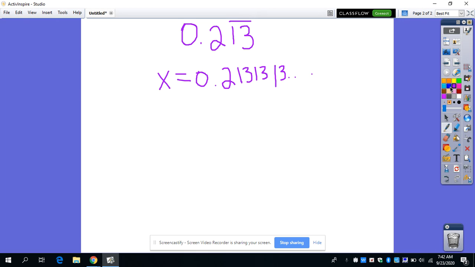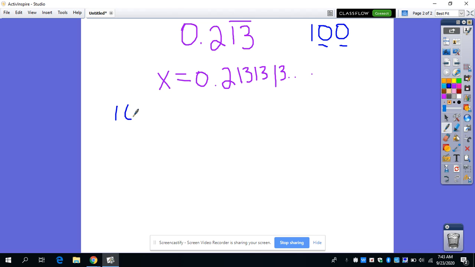All right? Your next step is to identify how many numbers are being repeated. So you're going to look at the bar notation on top. How many numbers are under that bar notation? 2. That means you're multiplying this one by 100, okay? Because there's 2 zeros after that 1. It's either by 10, 100, 1,000, blah, blah, blah. So if there were 4 numbers underneath here, you would multiply it by 10,000, okay? Right now we're sticking to 100. So you're going to multiply both sides of this equation by 100.